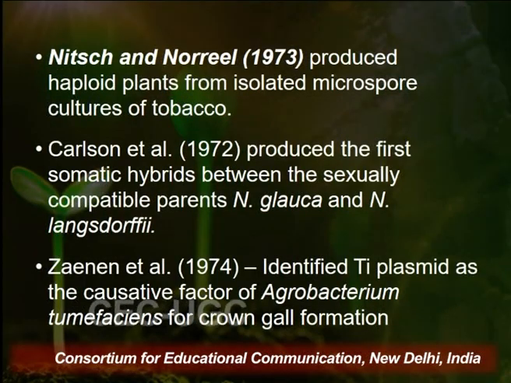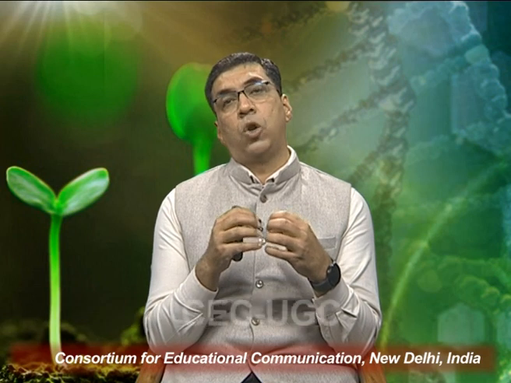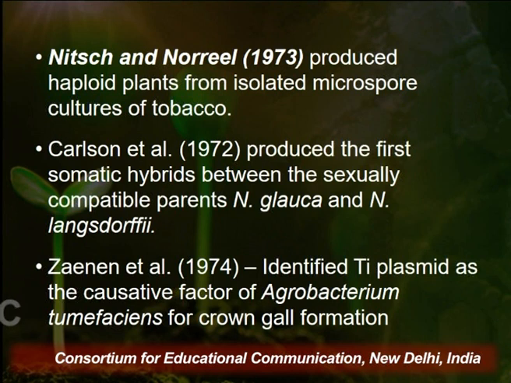In 1973, Nitsch and Norreel produced haploid plants from the microspore cultures of tobacco. This technique became popular amongst agricultural biotechnologists and also plant breeders or ornamental plant breeders, as they can now produce haploid or hybrid plants having a haploid number of chromosomes. In 1972, Carlson et al. produced the first somatic hybrid between the sexually compatible parents Nicotiana glauca and Nicotiana langsdorffii.